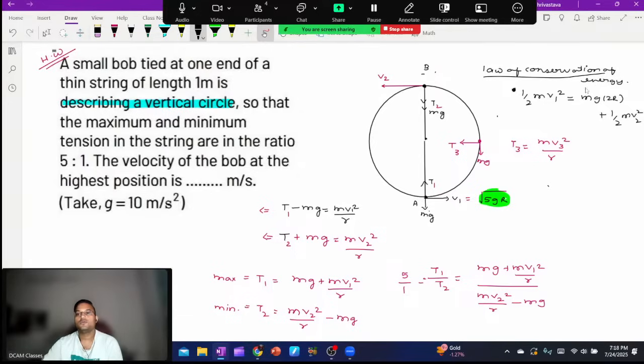Now to complete this, if I say the velocity at this particular point becomes zero, that is not the correct thing, because to describe the complete circle, if we make the velocity zero here, it may just fall down like this. In that case, it won't describe the complete circle.